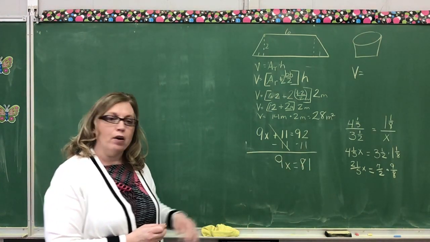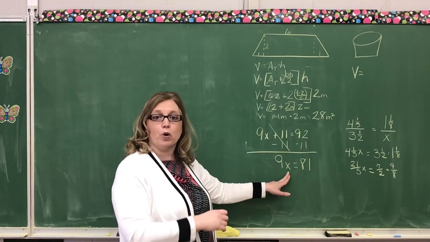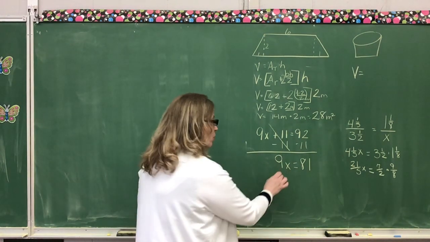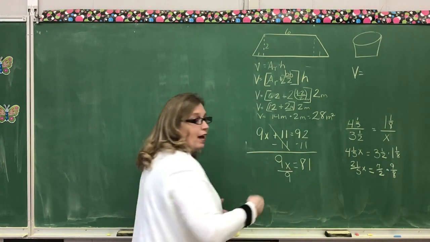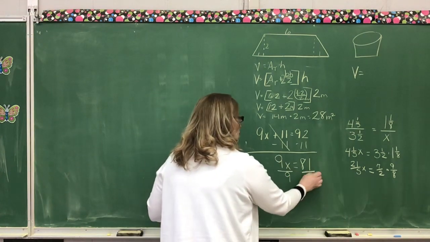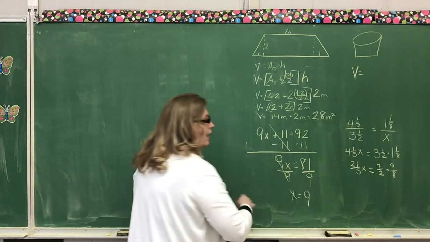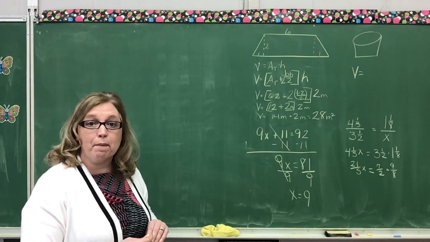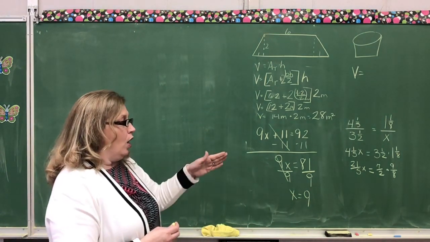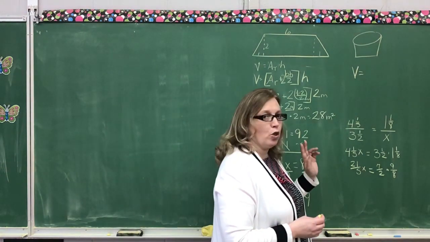What do we do now? It says 9 times x, it says to multiply, so we know that we're going to divide. We're going to divide by the constant, or divide by the 9. And whatever we do on the left, we have to do on the right. So we're going to divide again, leaving us x equals 9. Hopefully you found that to be a very simple problem. On the next one, I started working it out, so let's back up and show what we did.